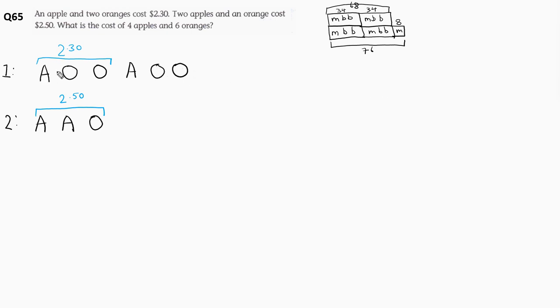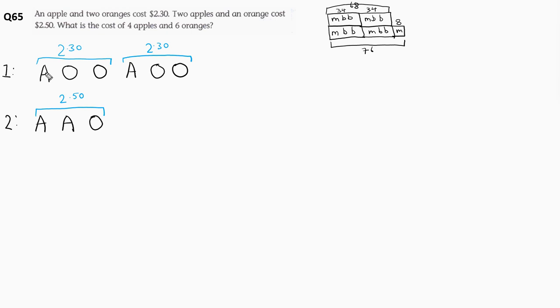And we know that an apple and two oranges has a value of 2.30. Now, why is this useful? Well, it's useful because now I can identify a difference in these two bars where the difference is one type of part, as it were.